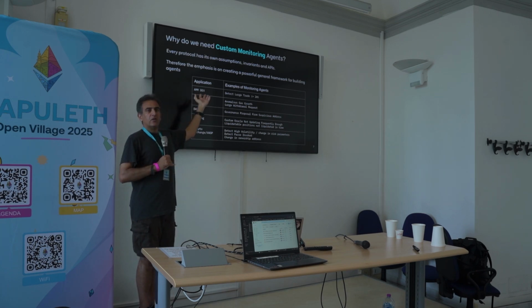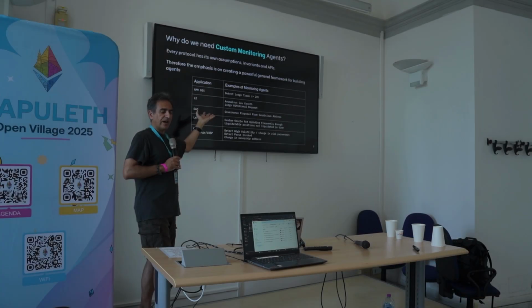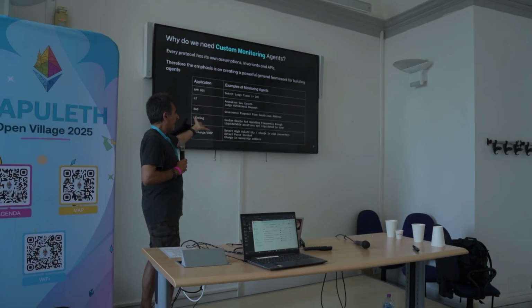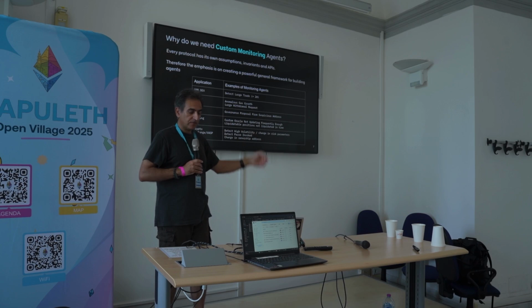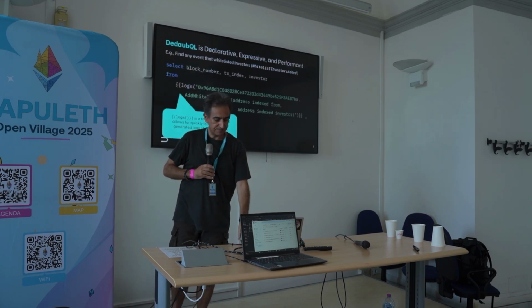For instance, if you have a DEX, then you may want to detect large trades. These have nothing to do with anything malicious, but this is a very natural monitoring condition. Or you may want to see anything that you can define as an anomalous transaction, something with high gas growth, or a large withdrawal if you have an L2. Or you may want to monitor governance proposals if you have a DAO. Or any kind of different conditions you can write with our monitoring language.